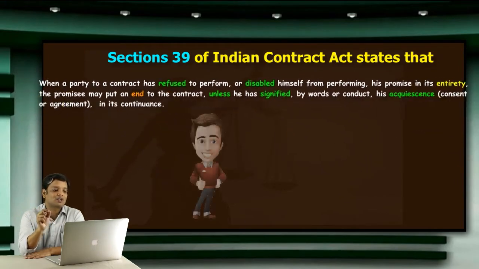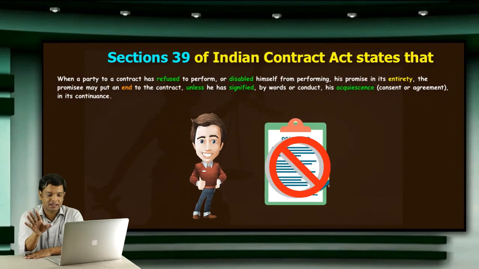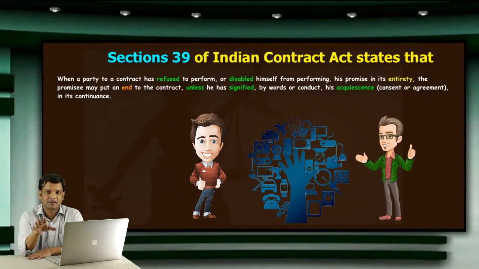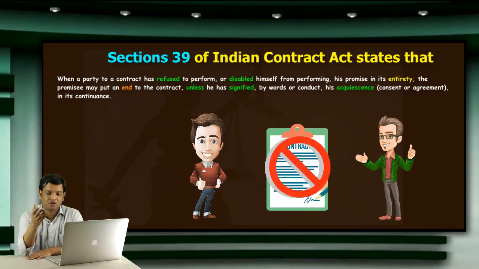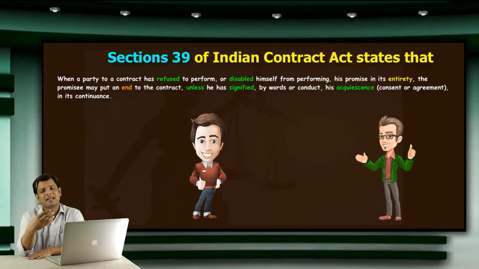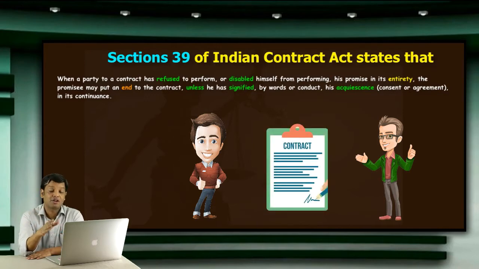As it is saying, when a party to a contract has refused to perform, very much clear, means you have contracted with someone that certain things will be done, but later on in the middle of the contract you might refuse to perform your part. So that is clear. Or disabled himself by any means, you restrained yourself by any means, but it has to be deliberate, not something beyond your control. His promise in its entirety means now you are not going to perform your part. Entirety, not in part, rather entirety. So you are abandoning that contract there itself on your part.